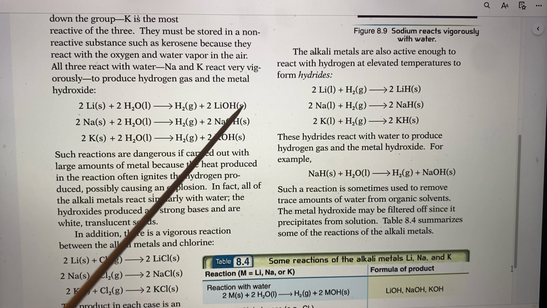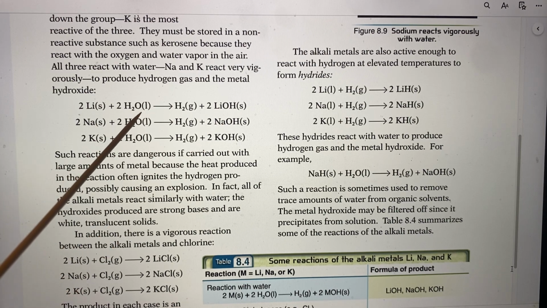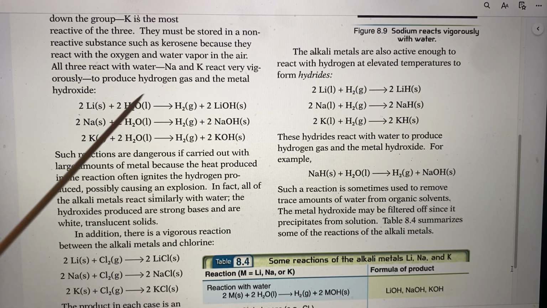We have two and four hydrogens. So four hydrogens on this side, and two oxygens there. Make sure that's how all of these balance out. So that's how it reacts with water. So let's go on in addition.